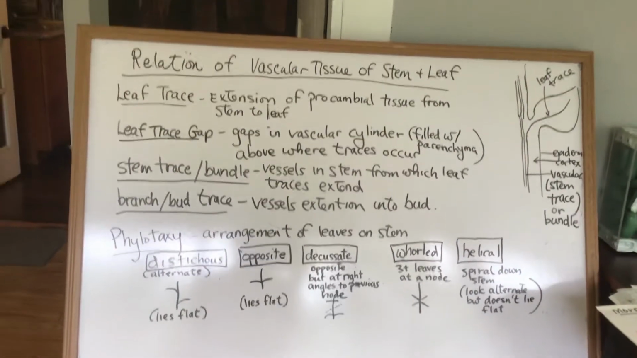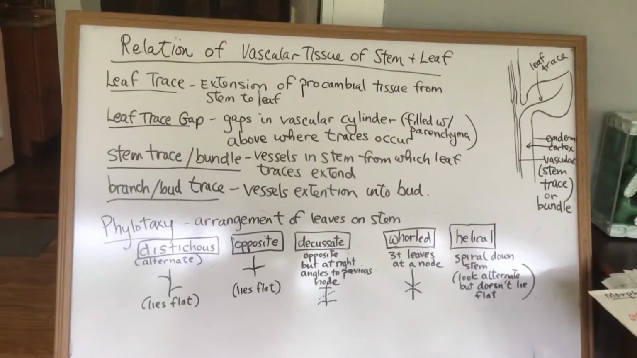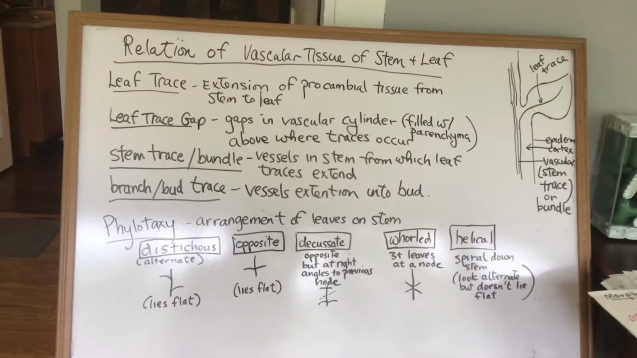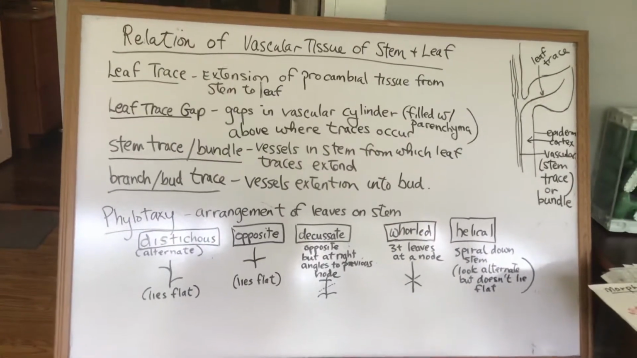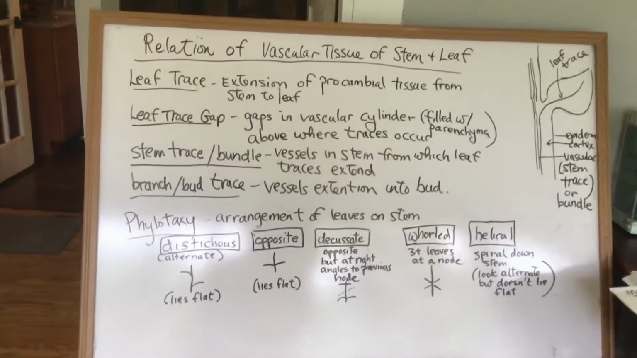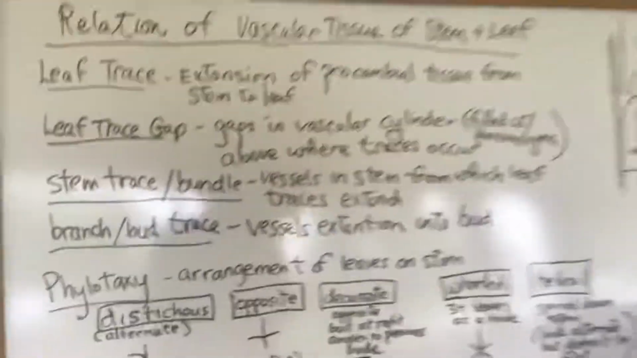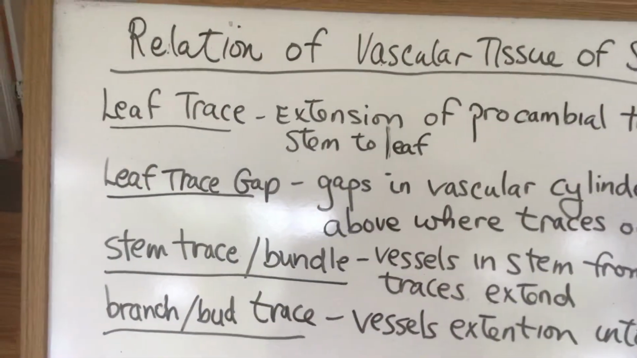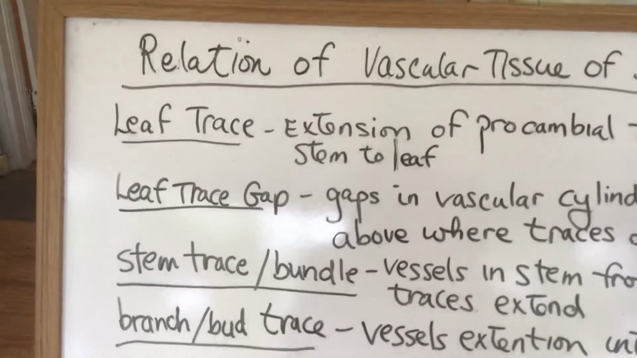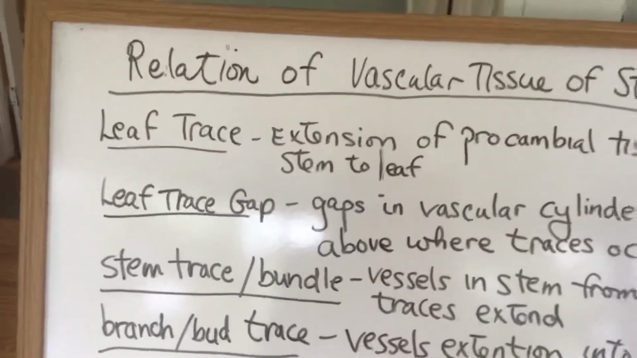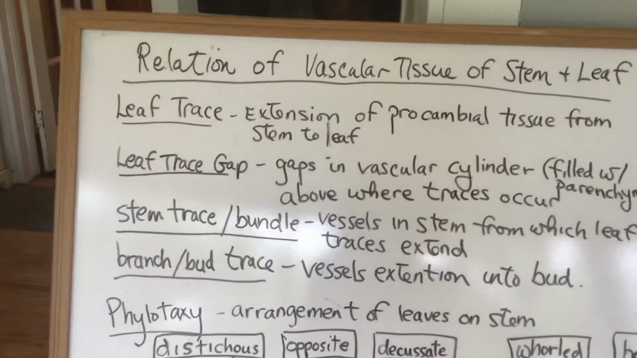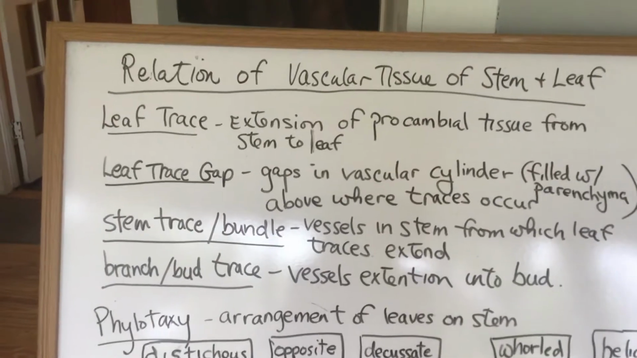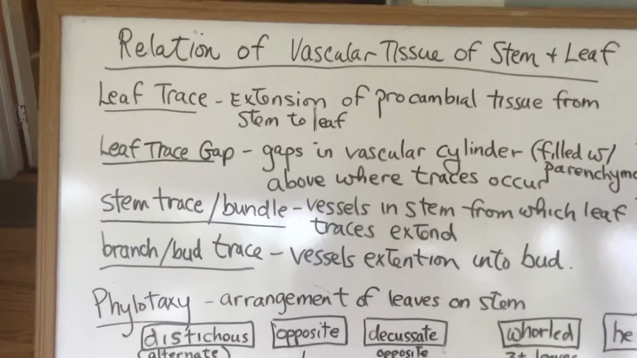We're going to talk about the relation of the vascular tissue of the stem and the leaf. So there's some terminology, so I'm standing back so that you can take notes about that, but I'm going to tell you what these things are. So the leaf trace is, if we're looking at how the vascular system from the stem connects to the leaf, there are extensions from the vascular tissue in the stem that extend out to the leaf, and those would be called leaf traces. So these would be going down the petiole.